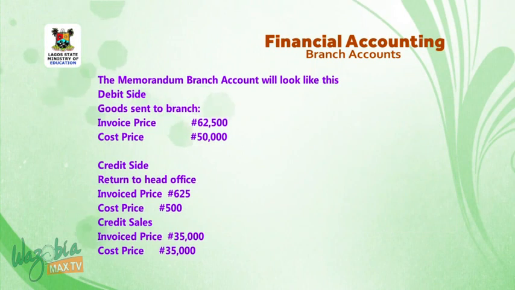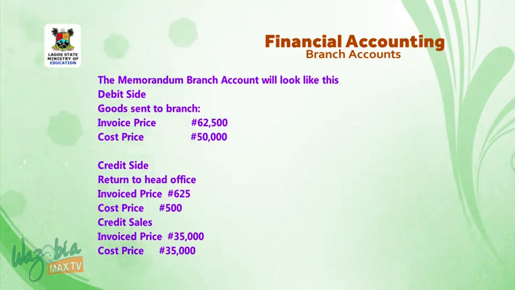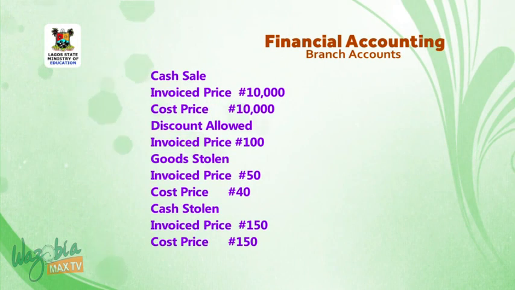The memorandum branch account will look like this. Debit side, goods sent to branch. Invoice price 62,500. Cost price 50,000. The credit side, return to head office. Invoice price 625 naira. Cost price 500 naira. Credit sales, invoice price 35,000 naira. Cost price 35,000 naira. Cash sales, invoice price 10,000 naira. Cost price 10,000 naira. Discount allowed. Invoice price 100 naira. Goods stolen, invoice price 50 naira.